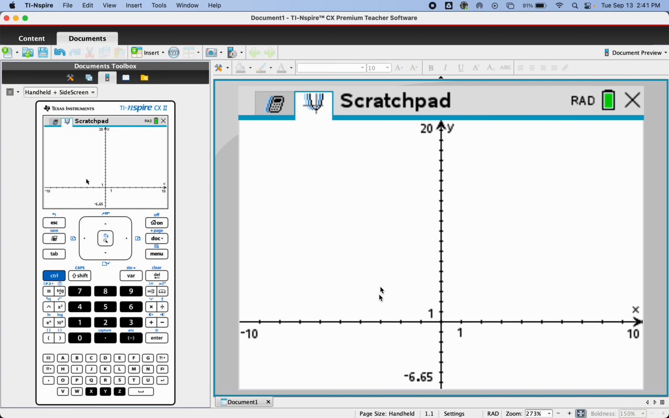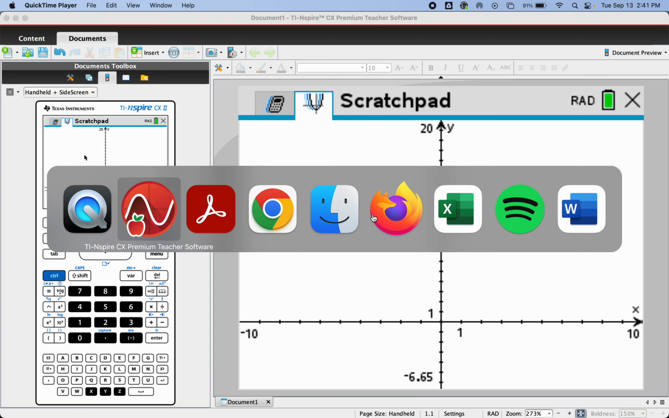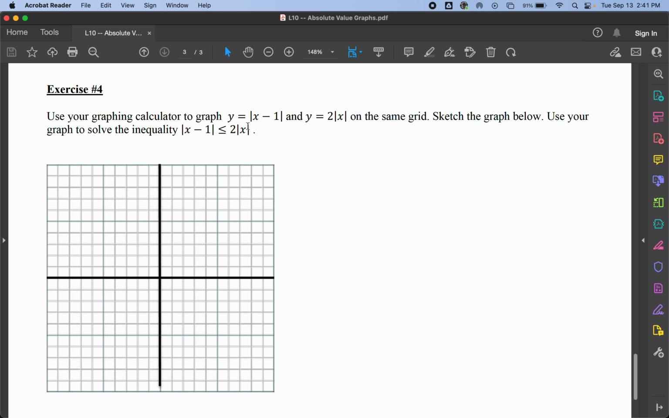In this video, we're going to use the TI-Nspire, and we're going to graph two different absolute value equations, and we're going to use the graphs to solve this inequality. Okay? So the first thing we're going to do is input these equations on the Nspire.